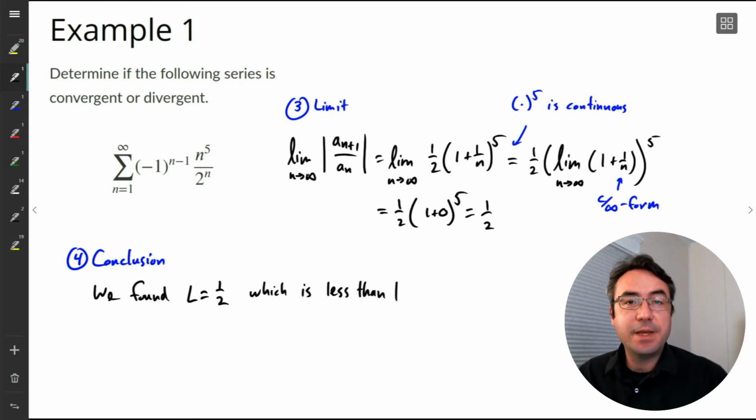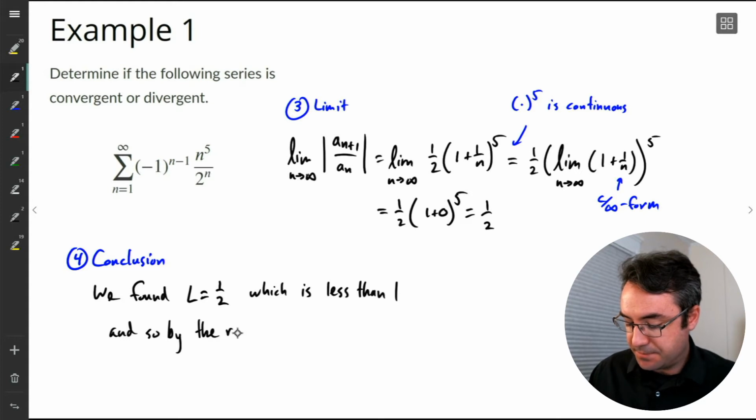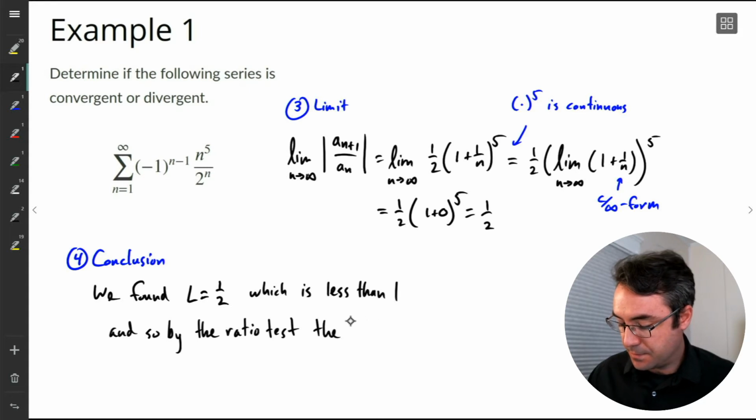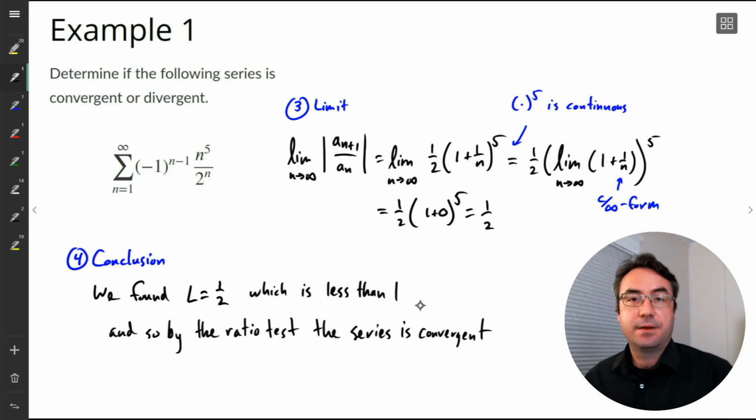So we found the limit L was equal to 1/2, which is less than 1. And what that means is that by the ratio test, so it's always good to state which test you're using here, our series is convergent. So when the limit L is less than 1, our series is convergent by the ratio test. So we're just stating our conclusion here.